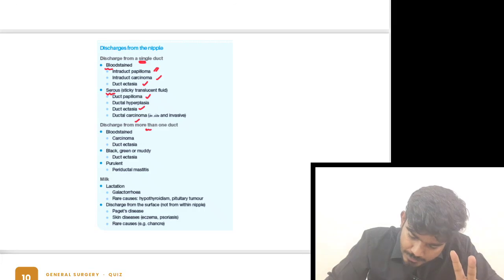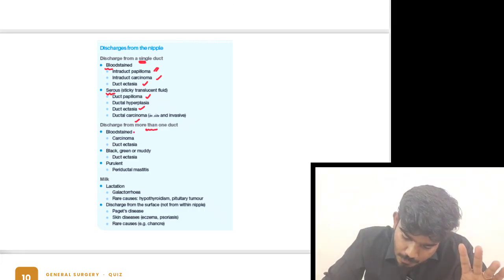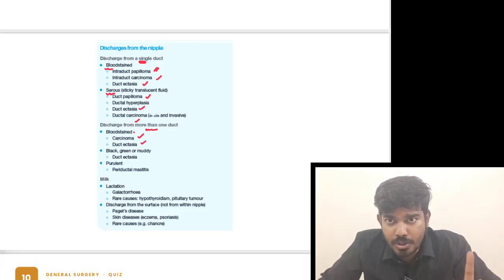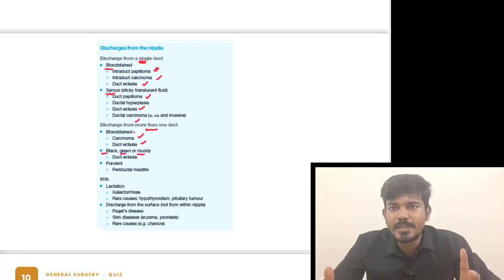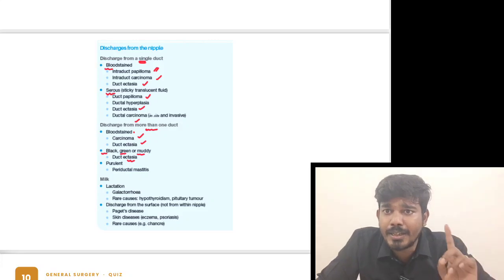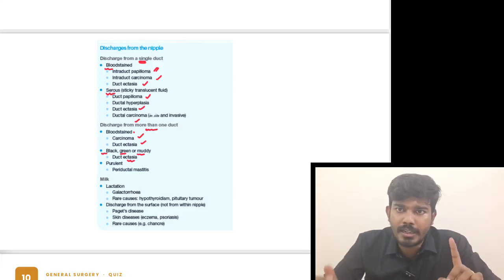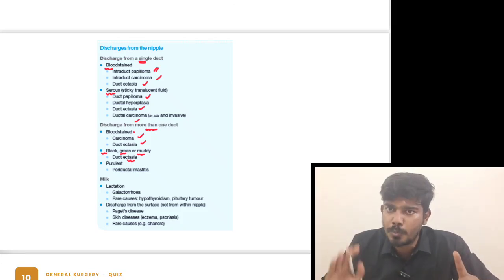If it is from more than one duct, then duct papilloma will not come at all. Okay, blood-stained, most commonly it is from carcinoma. The second most common is duct ectasia. If it is black, green, muddy or paste-like material, we have to suspect a duct ectasia. One more common feature of duct ectasia is that smoking is a risk factor, similar to breast carcinoma. For breast carcinoma, smoking is a risk factor. For duct ectasia, smoking is a risk factor. Also for Mondor's disease, thrombophlebitis of the breast, smoking is a risk factor.